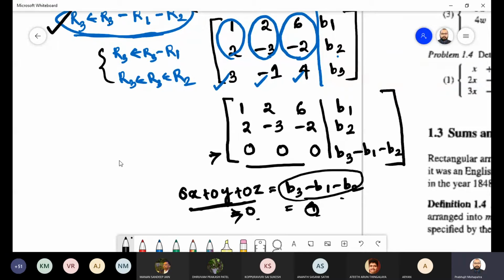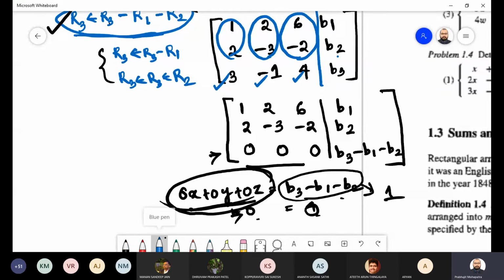If the right-hand side becomes some non-zero value, for example 1, and the left-hand side value is 0, can 0 be equal to 1? No, that should not be. So the right-hand side should be strictly equal to 0. Then only will we get some solution. It should be only 0. That is the only possible condition you have. Understanding or not? Yes, sir.